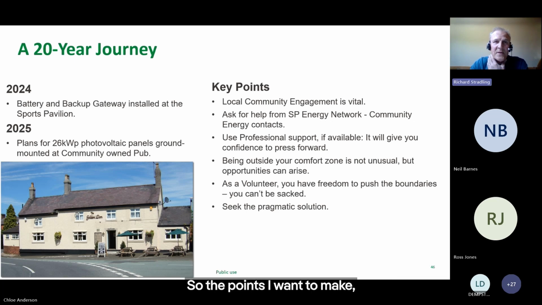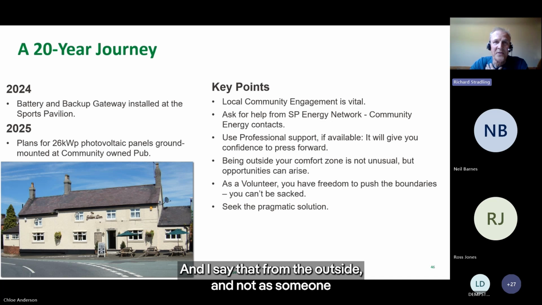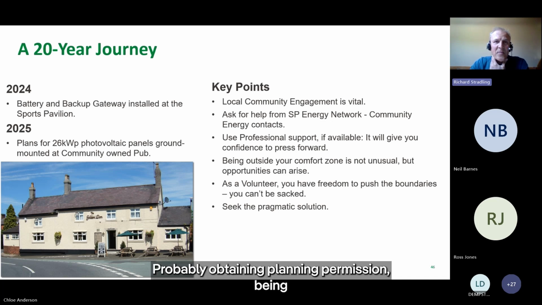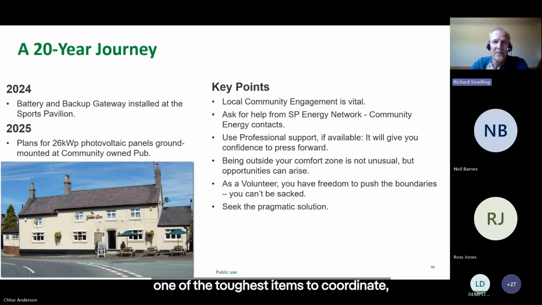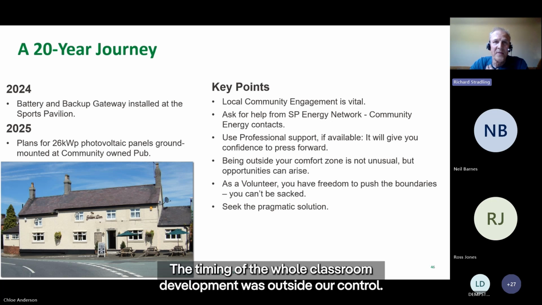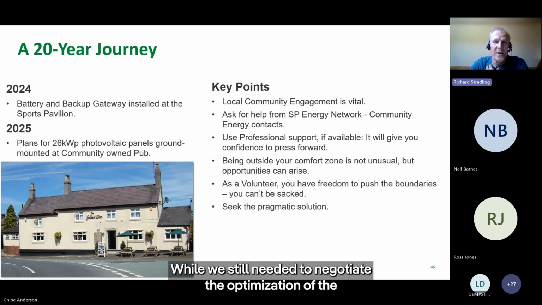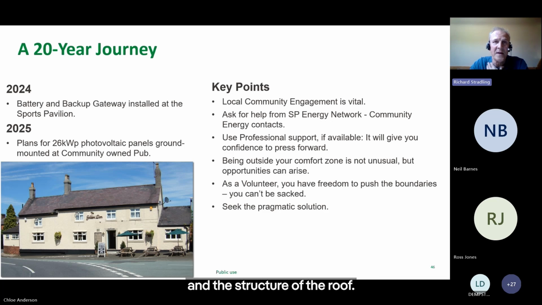So the points I want to make are, primarily, quite often nothing is easy. And I say that from the outside and not as someone who experienced a lot of the pain. Probably obtaining planning permission being one of the toughest items to coordinate. Particularly at the school, the timing of the whole classroom development was outside our control, while we still needed to negotiate the optimization of and the structure of the roof.